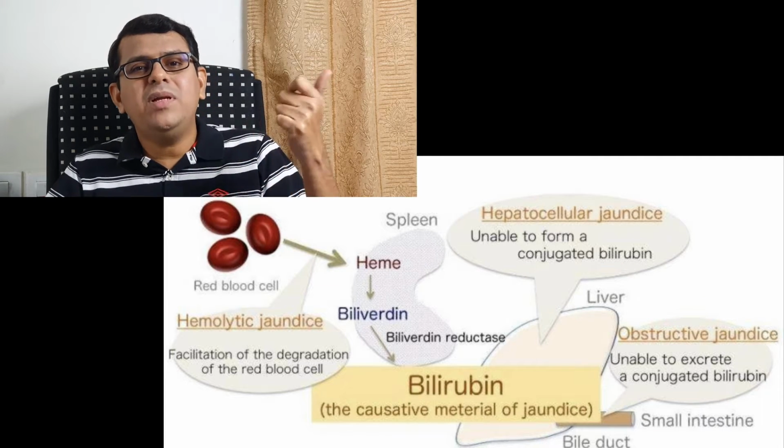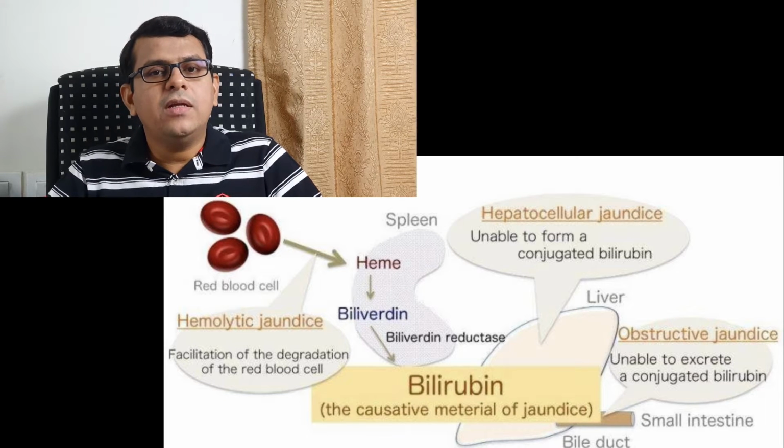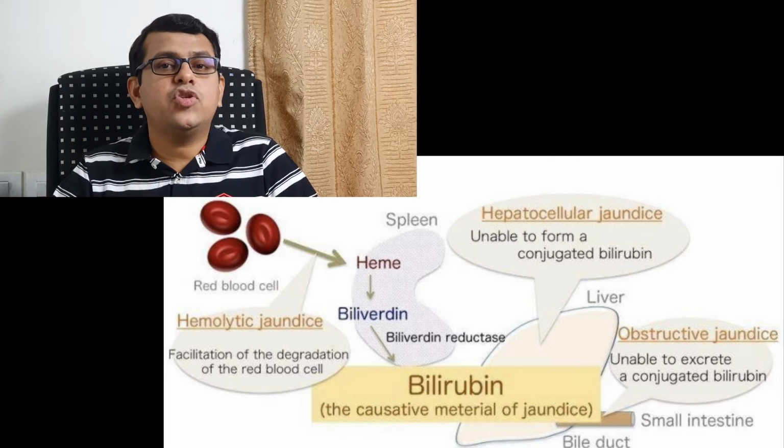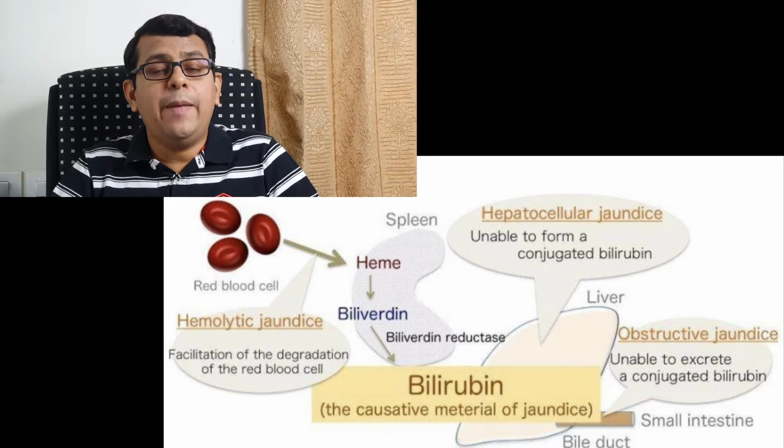You may have problems in the liver. The liver is not doing its job properly, for example the liver has an infection, and because of that this metabolism is disturbed. This is called hepatocellular or hepatic jaundice.